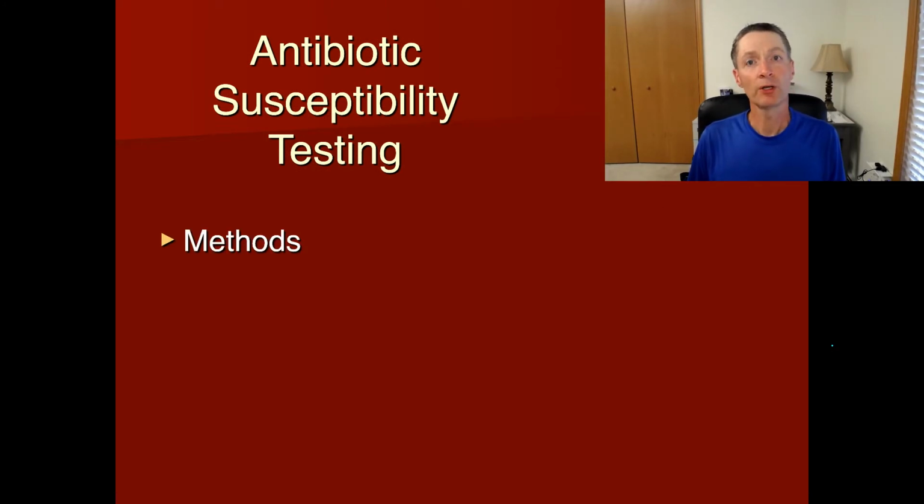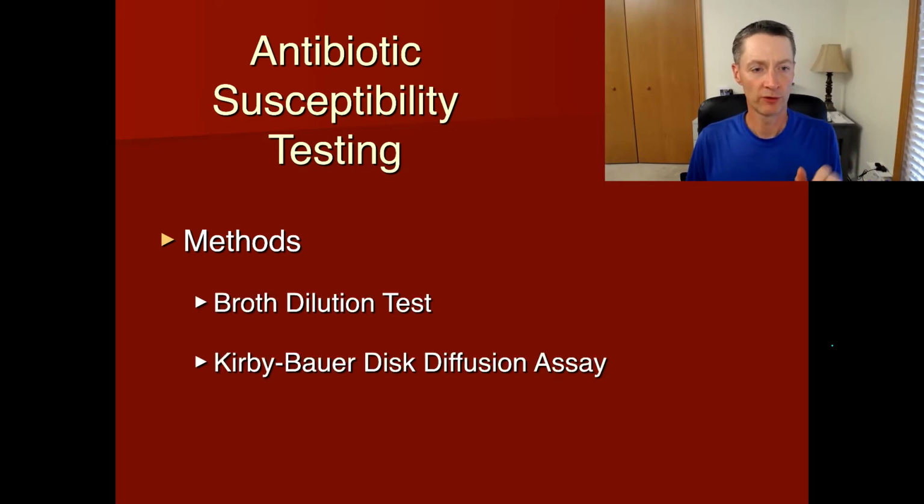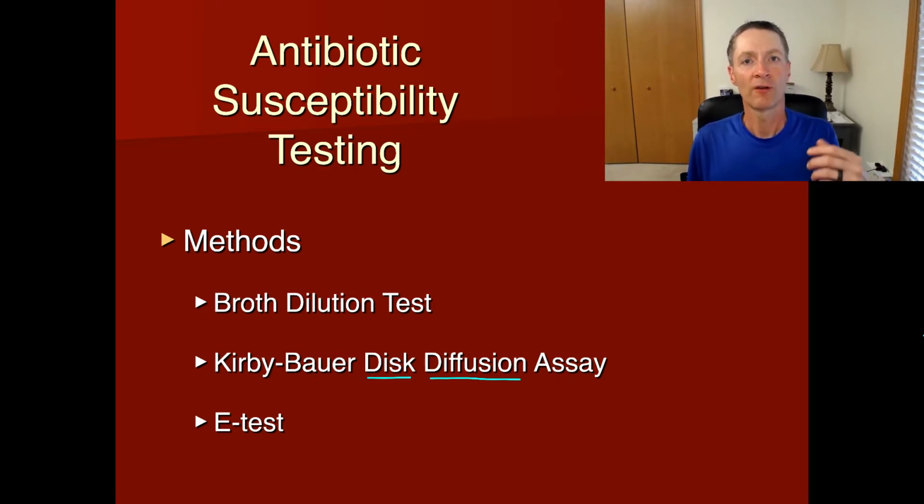What kind of methods are we going to use to find the minimum inhibitory concentration? There are three methods: a broth dilution test, a Kirby-Bauer disc diffusion assay, and just so you're aware, if you just see disc diffusion, it's still the same thing. A disc diffusion test or assay, if it doesn't have Kirby-Bauer in front of it, don't worry about it. And there's also something called an E-test. All of these are ways of seeking out the minimum inhibitory concentration.